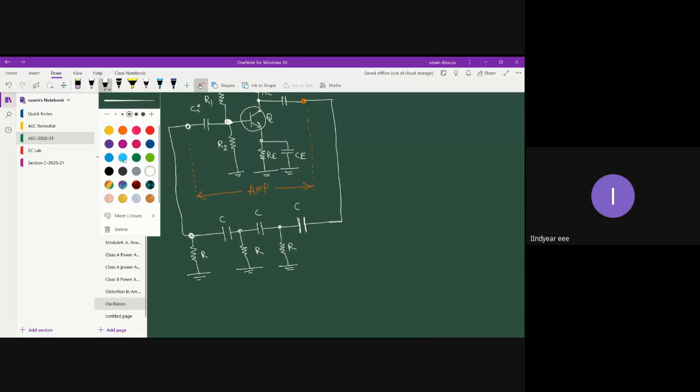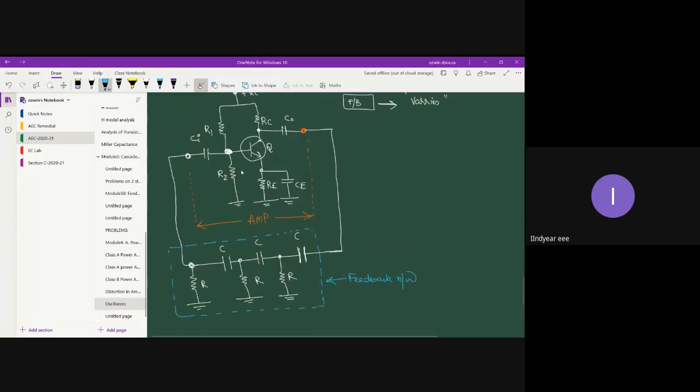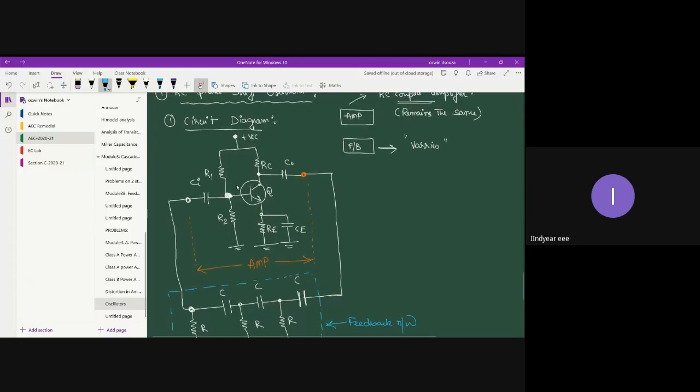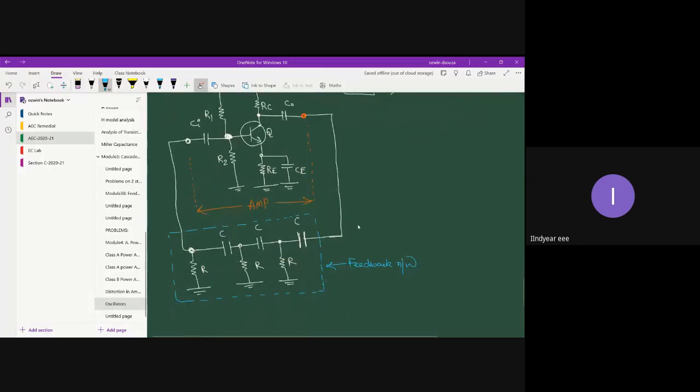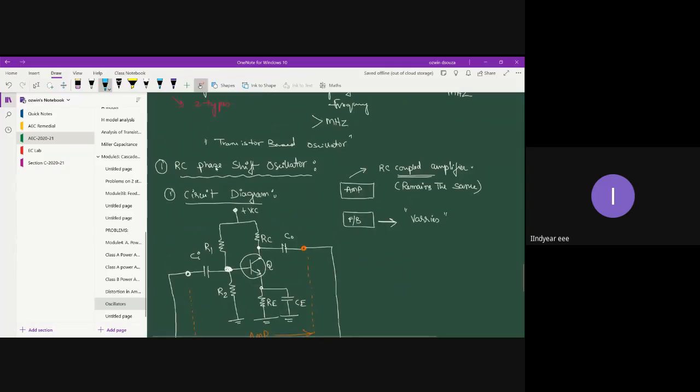Let me use a different color for this, let's say blue color. So this particular network is your feedback network. You have an amplifying network which is made up of voltage divider circuit elements, and then you have your feedback network which is made up of three-stage RC elements. That's the reason the oscillator circuit is called an RC phase shift oscillator.